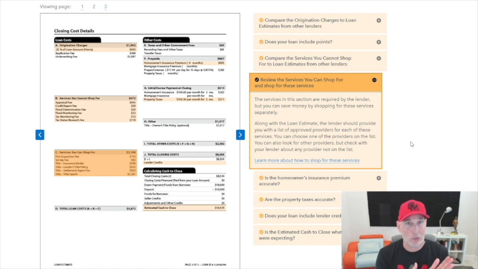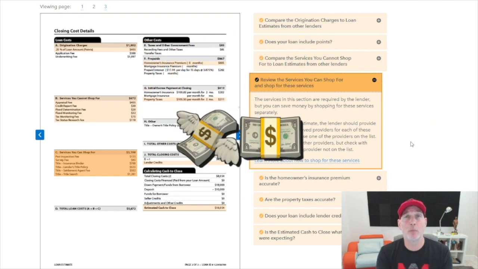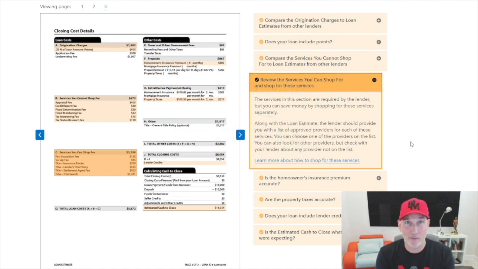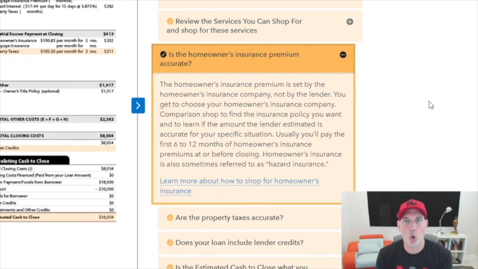I dealt with this in part 1 a little bit, but prepaids are monies that you prepay. It's your money going to pay things that you needed to pay for anyway, being a homeowner. Okay, so let's look at some of these things. So the main one is your homeowners insurance premium.